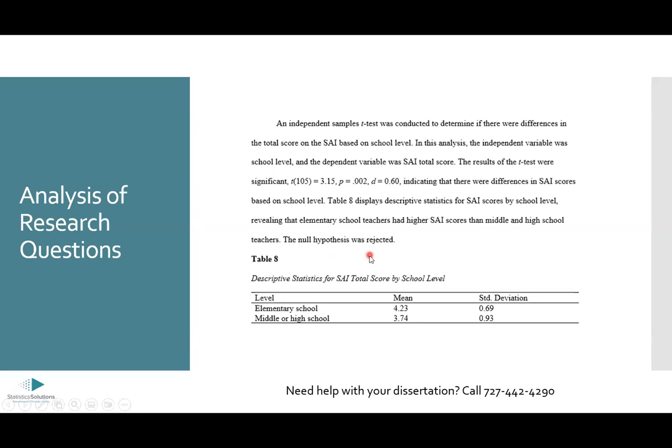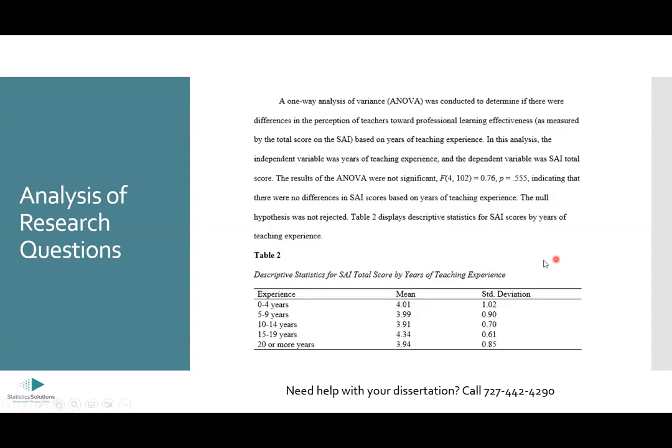So this is a bit of a refresher on your statistics courses, but again, you'll have these slides to refer back to when you're writing this up. Okay, and now in this example, they're presenting the results of an ANOVA test. So they conducted an ANOVA to determine if there were differences in the perceptions of teachers towards professional learning effectiveness. And again, they're measuring this professional learning effectiveness by the SAI.